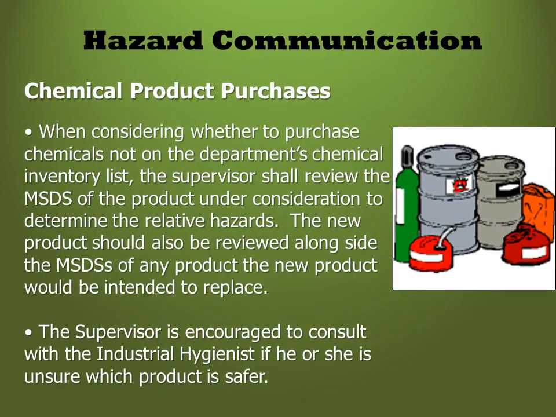When considering whether to purchase chemicals not on the department's chemical inventory list, the supervisor shall review the MSDS of the product under consideration to determine the relative hazards. The new product should also be reviewed alongside the MSDSs of any product the new product would be intended to replace. The supervisor is encouraged to consult with the industrial hygienist if he or she is unsure which product is safer.